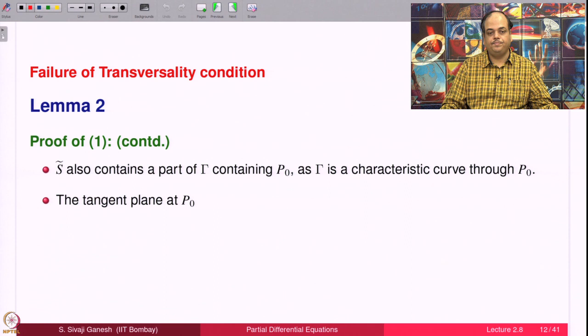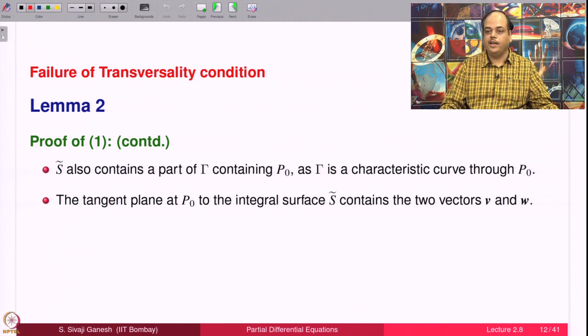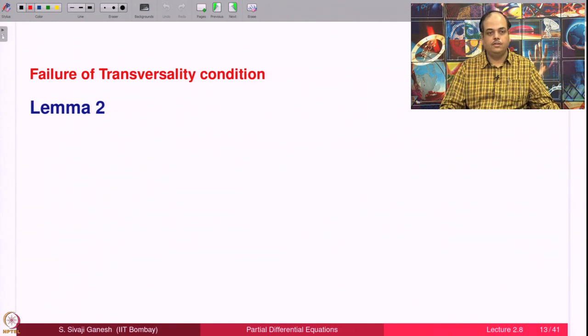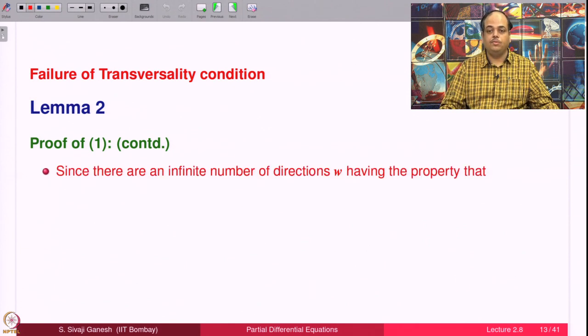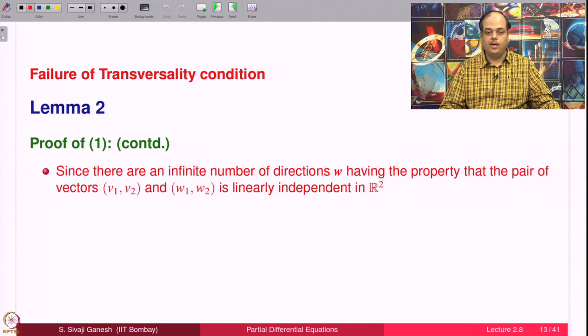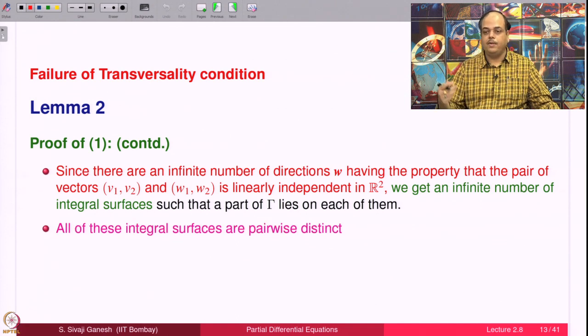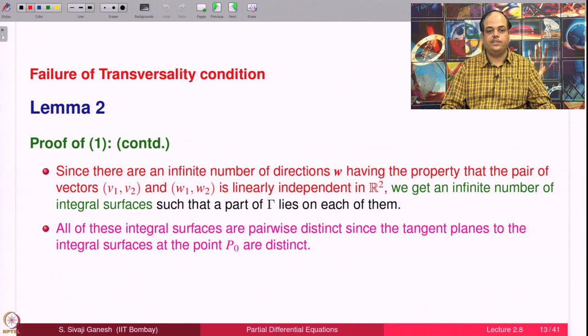So, the tangent plane at P naught to S tilde contains two vectors V and W. V is there because the curve gamma is on the surface, and V is a tangential direction. Basically, it is a characteristic direction at P naught, and W is also there in the tangent plane. In fact, the tangent plane is given by the subspace of R3 spanned by the two vectors V and W, that is the tangent space, and the tangent plane will be at the point P0, with origin at P0. So, there are an infinite number of directions W having the property that V1, V2, W1, W2 is linearly independent. We already saw this. Therefore, we get an infinite number of integral surfaces such that a part of gamma lies on each of them. The part might vary from surface to surface. All of these integral surfaces are pairwise distinct because the tangent planes have different directions.